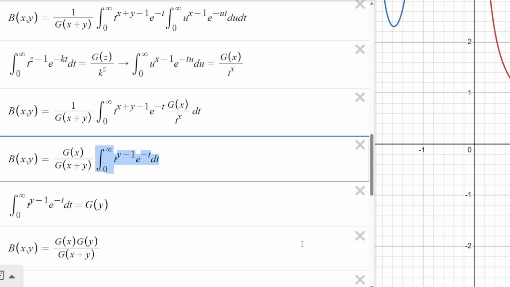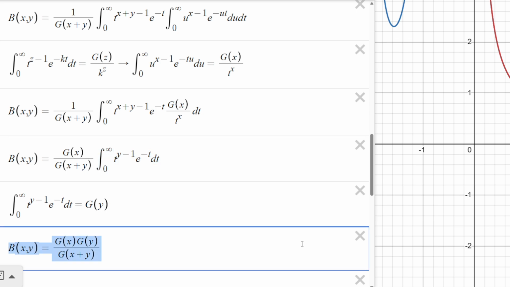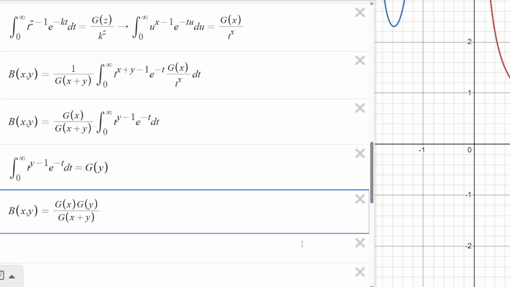So finally, we have this. Beta of x and y is equal to gamma of x times gamma of y over gamma of x plus y. And that's a very useful formula. Hopefully I'll be doing some integrals that involve that in the future.